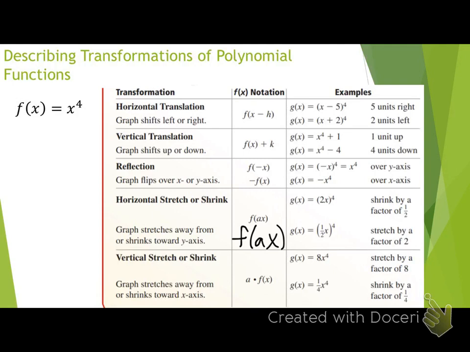Vertical translation: if I'm going 1 unit up, my k value is positive 1. So I plug 1 in for k. So I'm doing f of x plus my k value, my function plus 1, so that's x to the 4th plus 1. If I'm going 4 units down, that's a negative 4, that's my k value. So I plug negative 4 in for k, doing f of x, my function, plus negative 4 or minus 4. So x to the 4th minus 4.